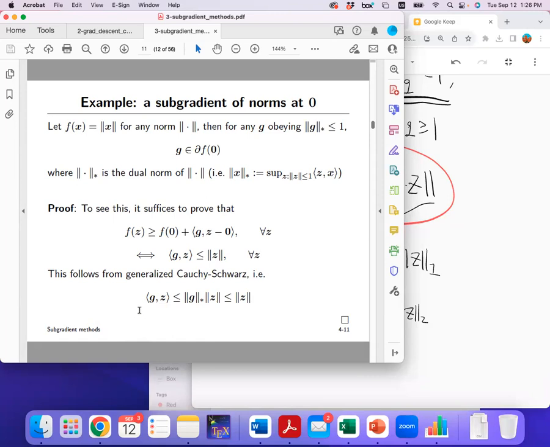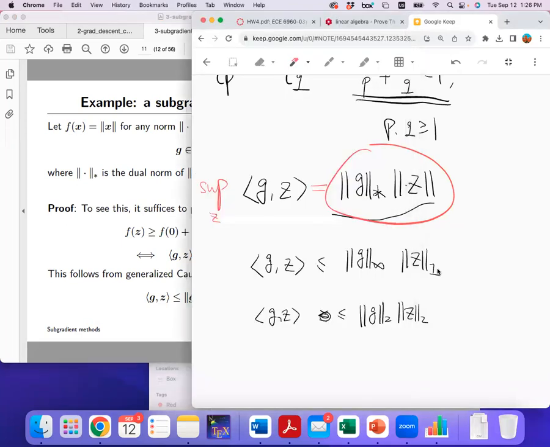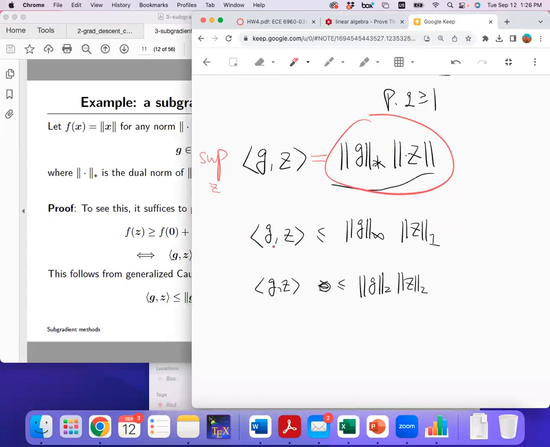The dual norm is a very useful definition because for the same inner dot product, I can control it using different pairs of norms. I can do 2 and 2, which is what we are familiar with, the most standard Cauchy-Schwarz inequality. We can also do infinity and 1, or 1 and infinity. It's more flexible.